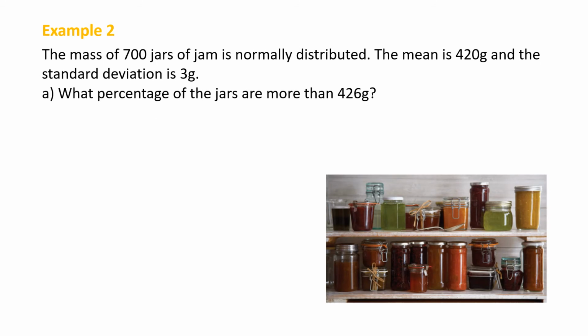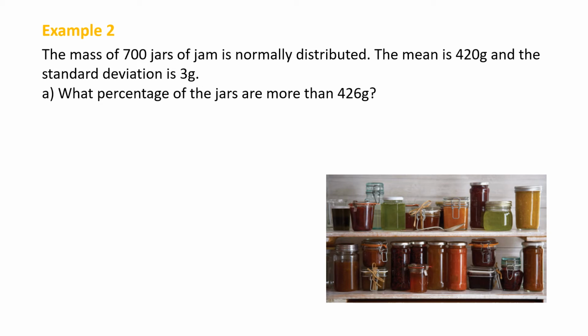So example 2, now we've got 700 jars of jam, and the mass of those jars is going to be normally distributed. So the mean weight or mass of all of the jars is 420 grams, and the standard deviation is going to be 3 grams. And we want to know what percentage of the jars are more than 426 grams.